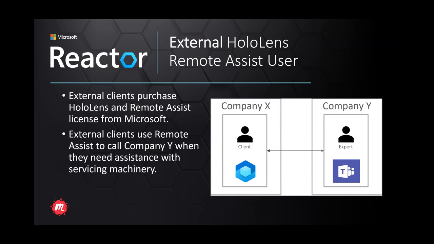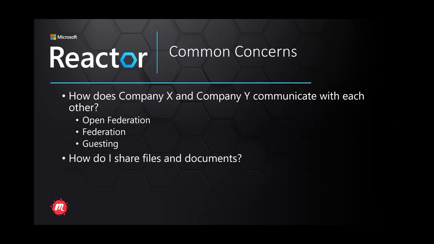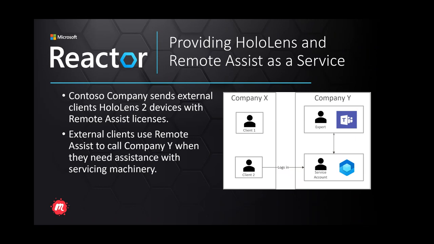So we typically don't recommend company Y sending company X a device when company X owns the Remote Assist license. What we typically see, and I'm going to go on to the next slide, is something like this, where company Y owns the device and owns Remote Assist, and sends company X the device that already has Remote Assist enabled on it.